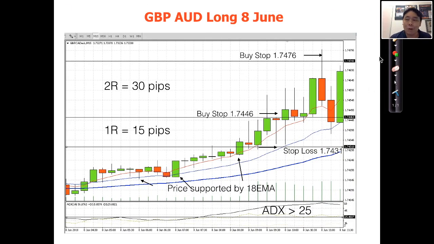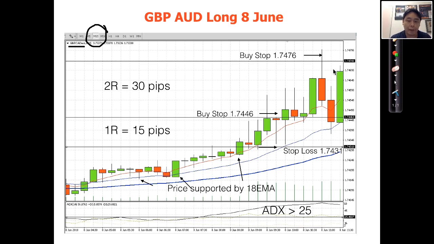So this is Pound Aussie on the 8th of June. Again, I'm looking at 50-minute candles on Pound Aussie. And again, always check the H1 as well, the hourly candles. So with 50-minute candles on an uptrend, the hourly candles must also be on an uptrend. Make that a habit. Always do that for every strategy that you use, okay?